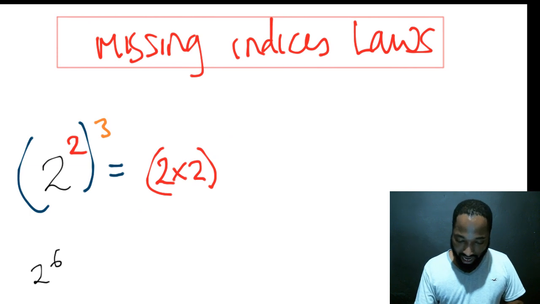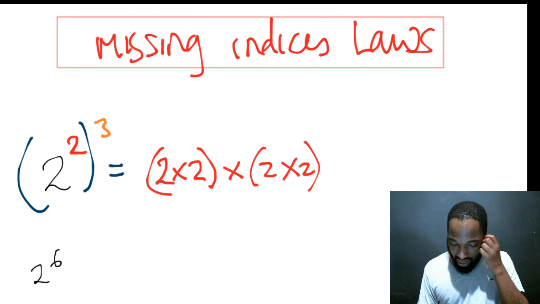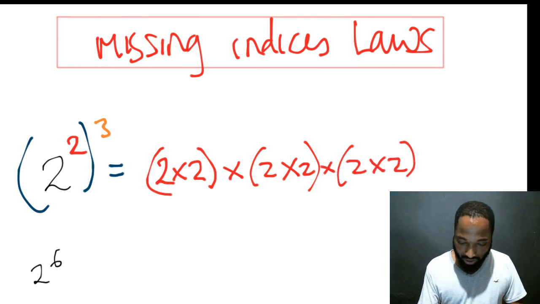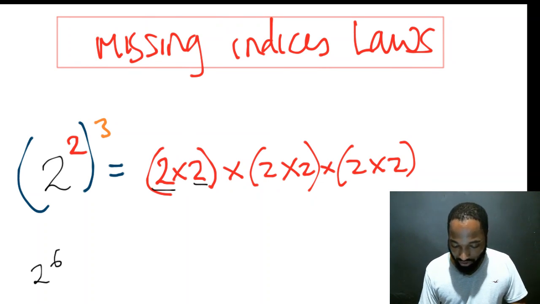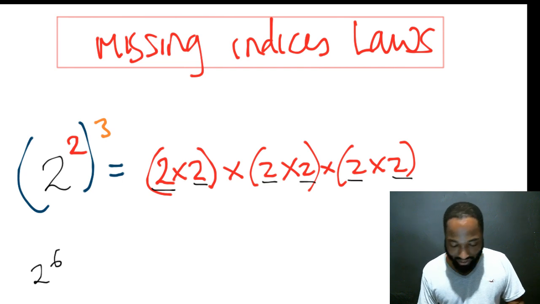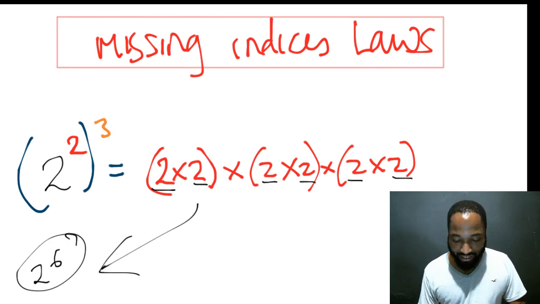So let's just get that. It means I need to do this 3 times. 2 to the power of 2, and the next one 2 to the power of 2, and put some multiply in between. This is 1, 2, 3 times, which is good. Now, how many 2's do I have here? 1, 2, 3, 4, 5, 6. So that's why that is the answer.